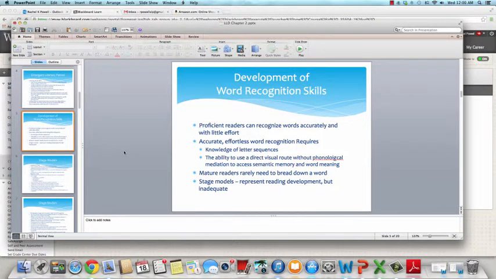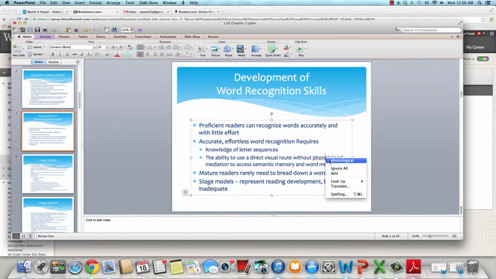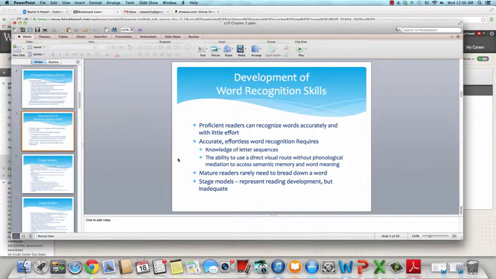Okay, so then we move on from early literacy to development of word recognition skills. We know proficient readers can recognize words accurately and with little effort. Accurate and effortless word recognition requires both the knowledge of letter sequences and the ability to use a direct visual route without phonological mediation to access semantic memory and word meaning.